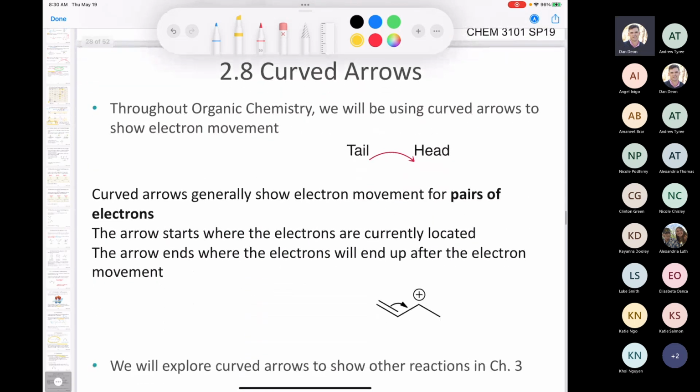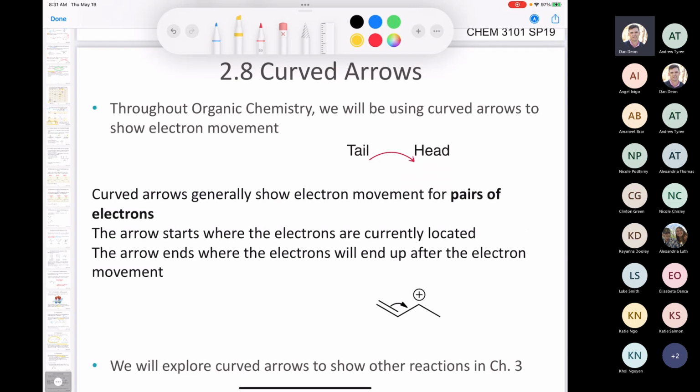Okay, so let's start something new. It's Thursday morning. Let's take a look at what are called curved arrows. And we're going to be using curved arrows throughout all of Organic Chemistry 1 and Organic Chemistry 2. You've got to understand curved arrows and know how to use them.